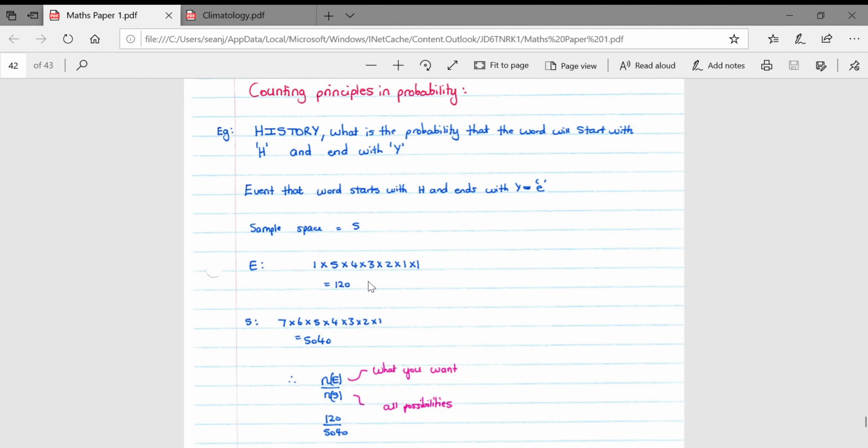Then if we look at the event specifically with these restrictions of H in the beginning and Y at the end, we draw it. The best way is to just draw it out like this. So you say, okay, I've got that first letter has to automatically be an H, so there's only one choice, and the last letter has to be a Y, so there is only one choice.